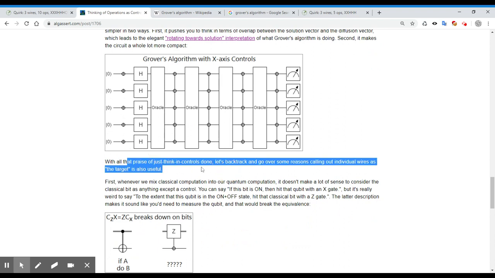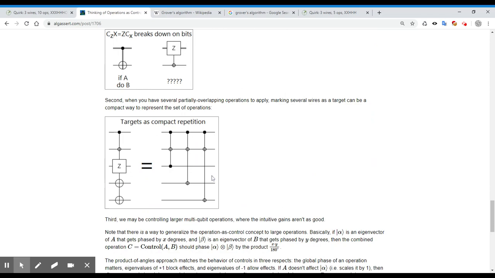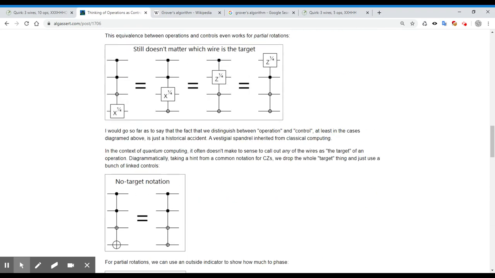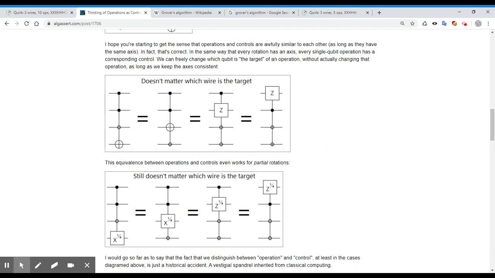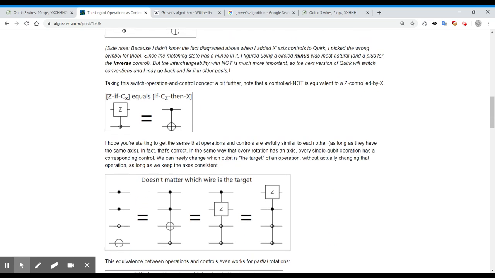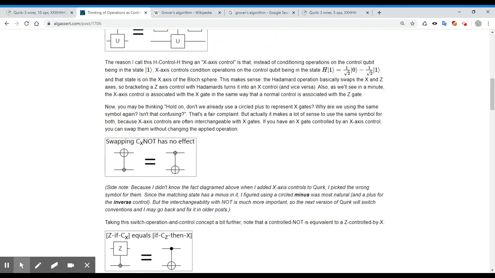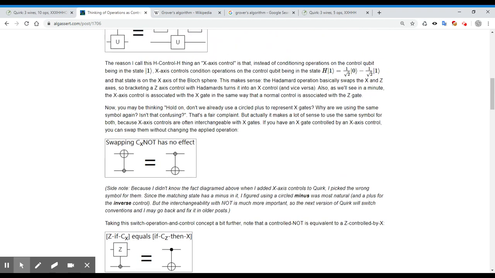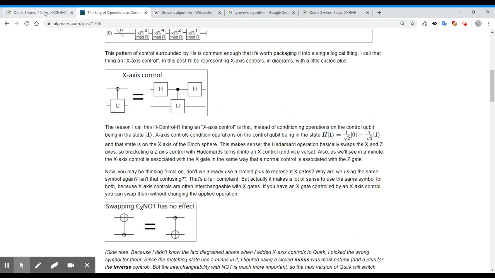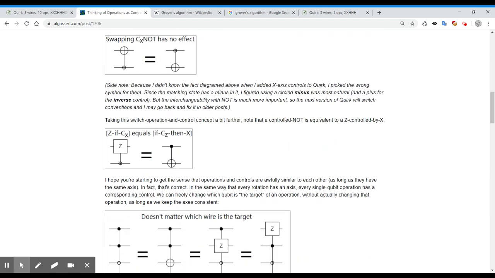So, let's backtrack and go over some reasons why calling it individual-wise as a target is useful. That's a fair complaint. The controls. I hope you understand again.